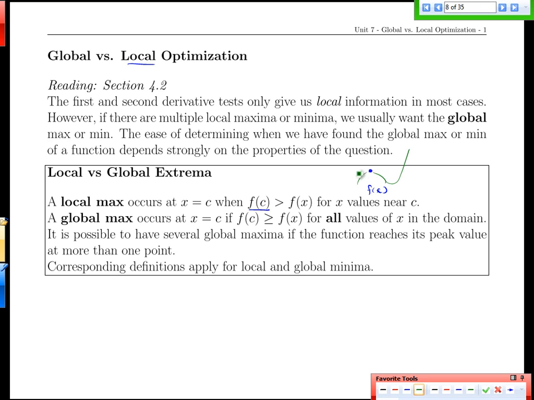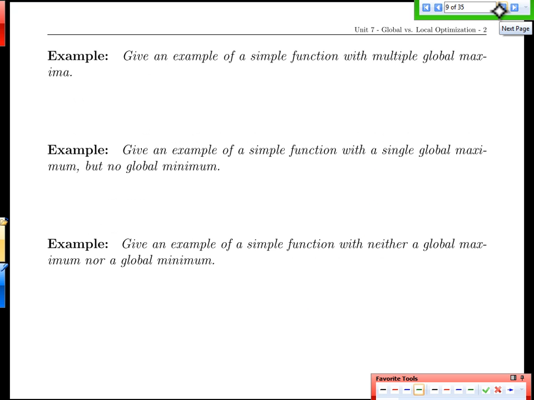Local means you're higher than your neighbors. Global means that you're higher than any other point on the graph. And of course, we can reverse that all to identify local and global minima instead of maxima. So it's worth noting that we can get multiple global maxima, for example, with the graph of y equals sine of x.